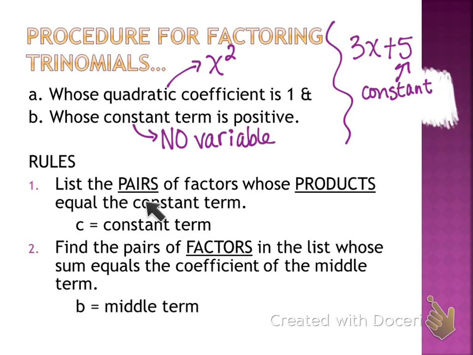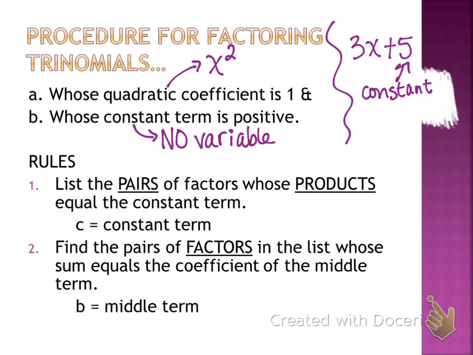Now when we list pairs, this is a skill that we practiced, a skill that was on your quiz yesterday. What do we start with? 1 times whatever the number is. So in this case, that would be whatever the constant is. And then we check 2, then we check 3. So this is a step that we've done before, listing the pairs.